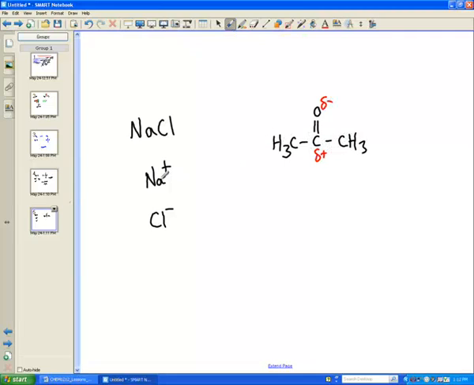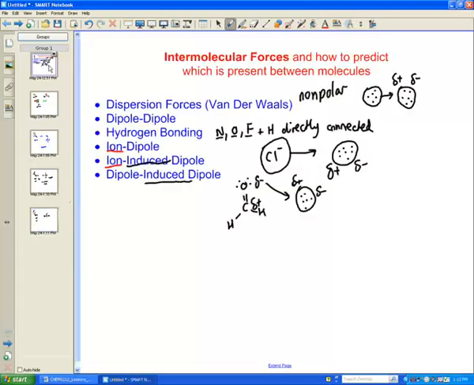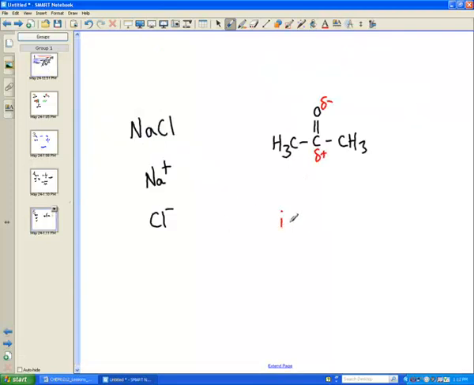So what that means is my plus charge here can interact with my negative charge here, and my negative charge can interact with my plus charge here. Now this dipole is already present, the ions are already present, so once again I have a choice of these two. The dipole is already there, so there's no need to induce it. Therefore the strongest interaction here is ion-dipole.